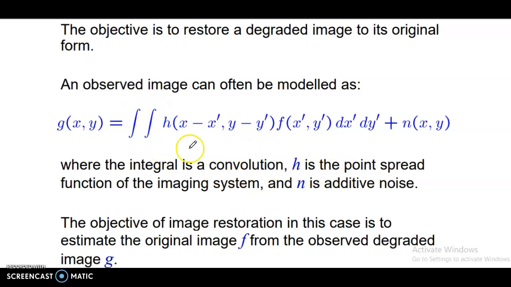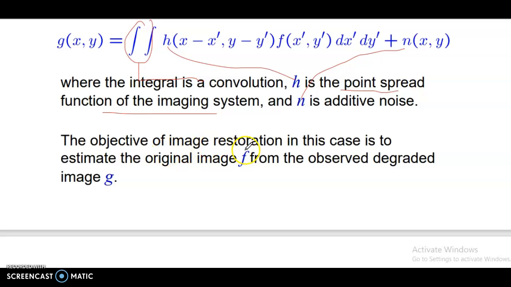Where the integral is the convolution, h is the point spread function of the imaging system, and n is the additive noise.